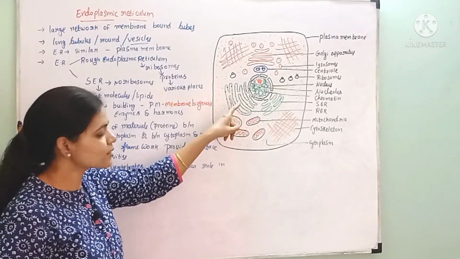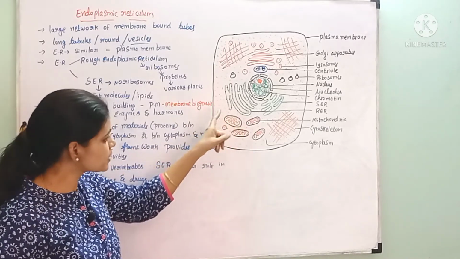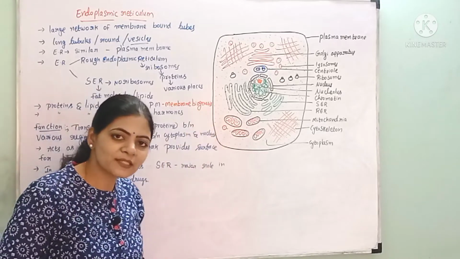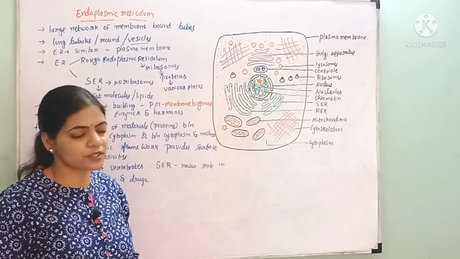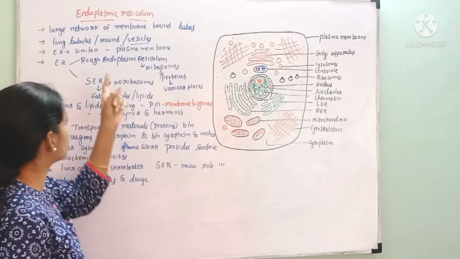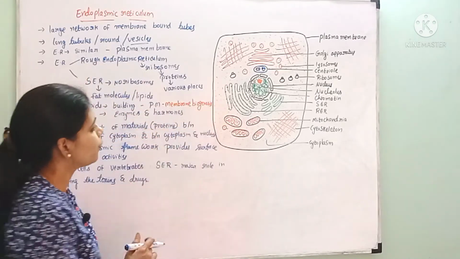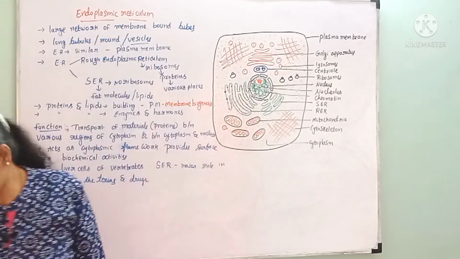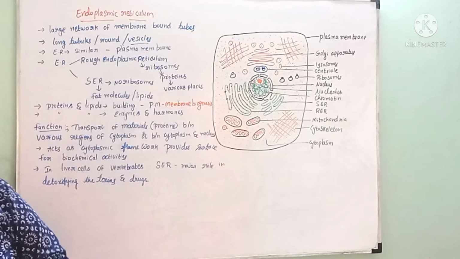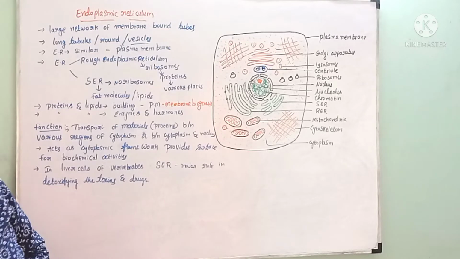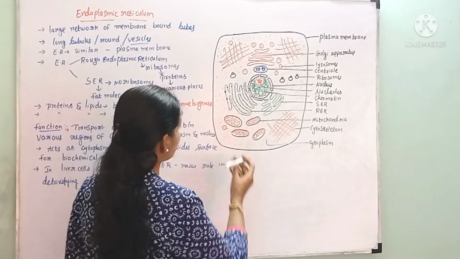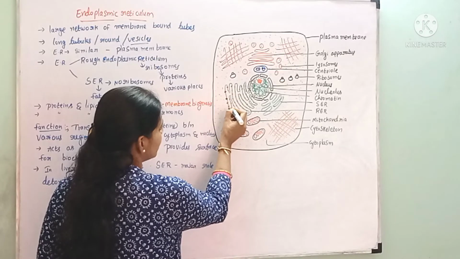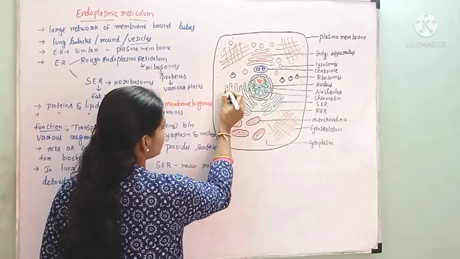So what is the structure? The structure of the endoplasmic reticulum is similar to the structure of the plasma membrane. And the endoplasmic reticulum is of two types. One is rough endoplasmic reticulum, and the second one is smooth endoplasmic reticulum. Rough endoplasmic reticulum and smooth endoplasmic reticulum are the two kinds of endoplasmic reticulum.